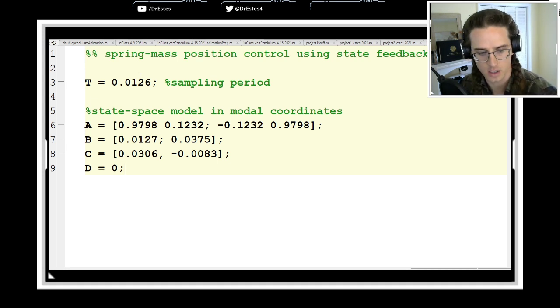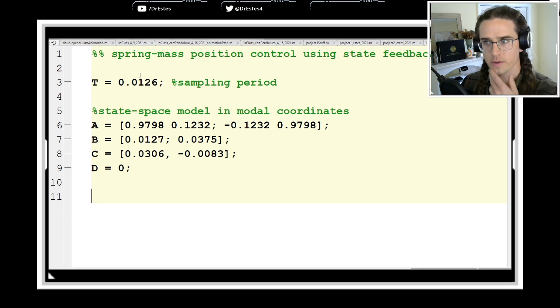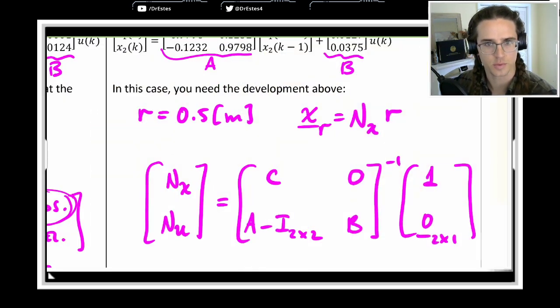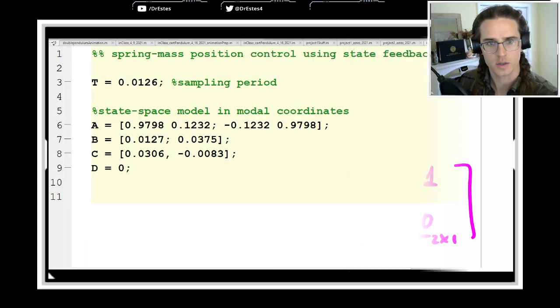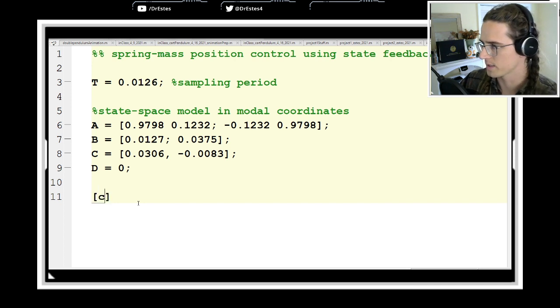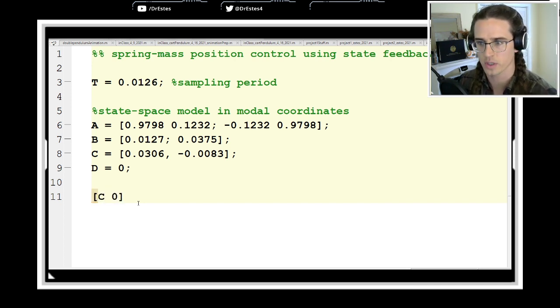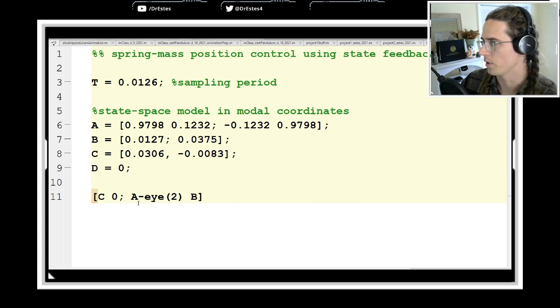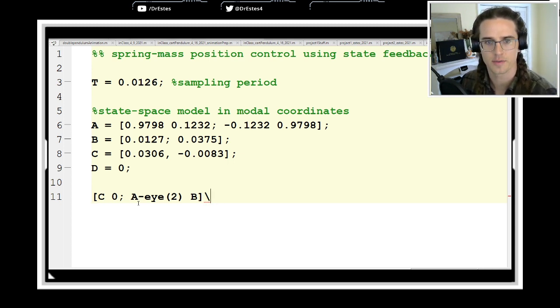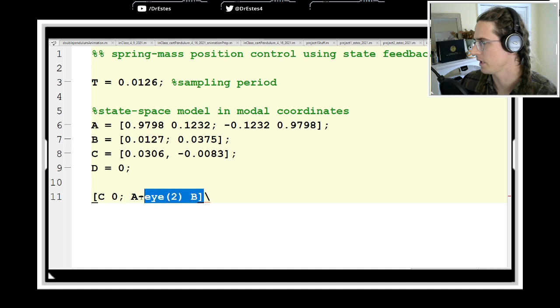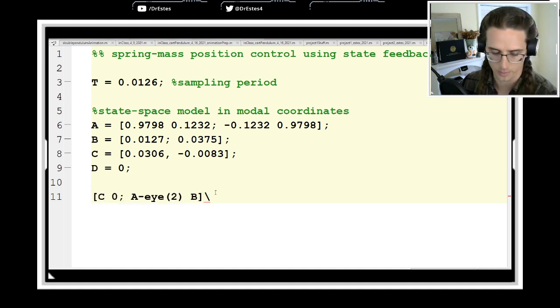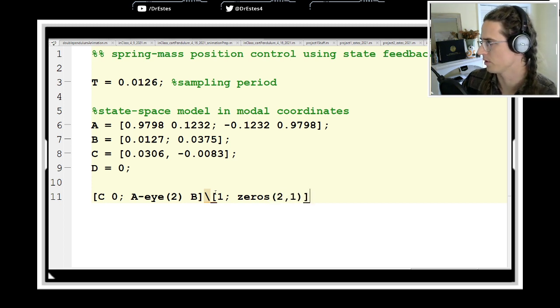Okay, so we have our A, B, C, D, and now I want to solve for NX, NU, so we've got to do this matrix equation right here. We'll take the C matrix on the top row, and it has a zero next to it, and then if we go to the next row, it's the A matrix minus the identity matrix, and then you have B. We have to take the inverse of this, and one way to do it is you have this backslash, and whatever it's leaning on, it'll take the inverse of that. So we're going to take the inverse of this matrix. And then we're going to multiply that by a vector that looks like this. One on top of two zeros.